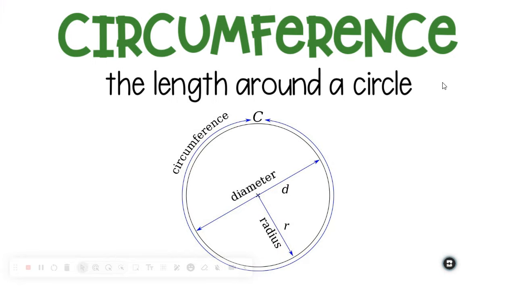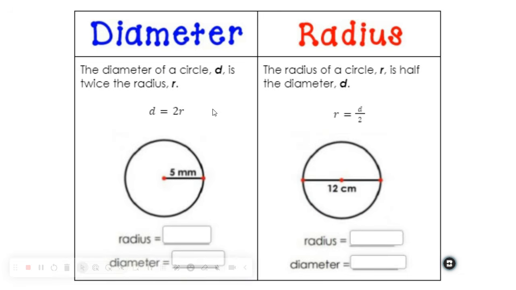Now that we know the different parts of a circle, we are going to discuss how to find the circumference. Before we full-blown start talking about how to find the circumference, we need to discuss diameter and radius just a little bit more. We need to discuss the relationship between diameter and radius. The diameter of a circle is represented with a lowercase d in formulas, and the radius is represented with a lowercase r. Now, the diameter is the full length of the circle, and the radius is half of that length.